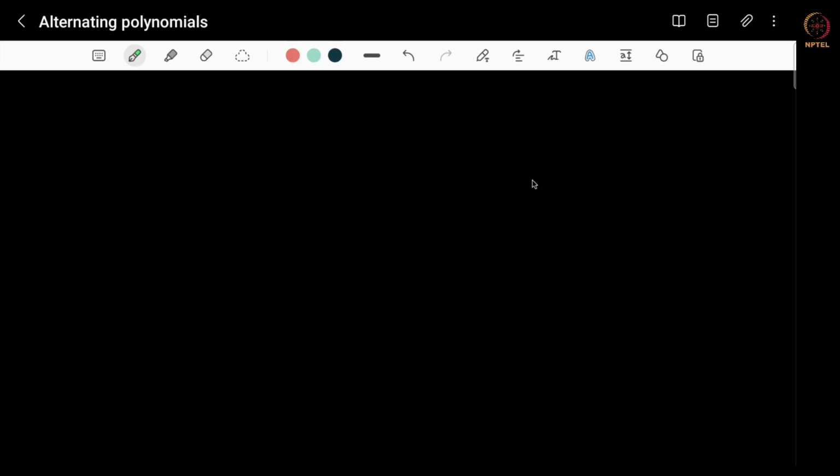Let's talk about alternating polynomials. Okay, so we've been talking about symmetric polynomials until now, and this is sort of the same thing with signs plus minus. Okay, so let's define this.